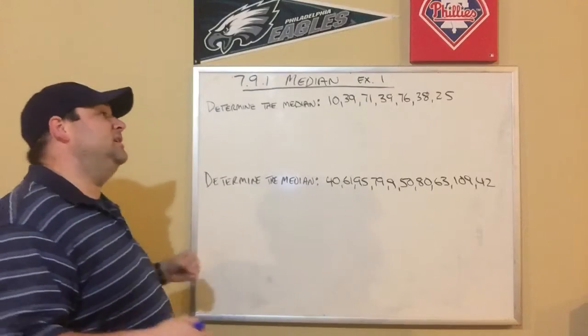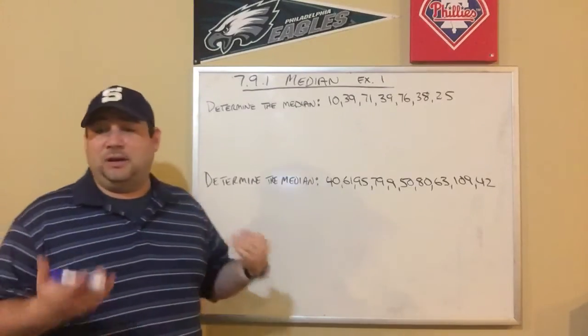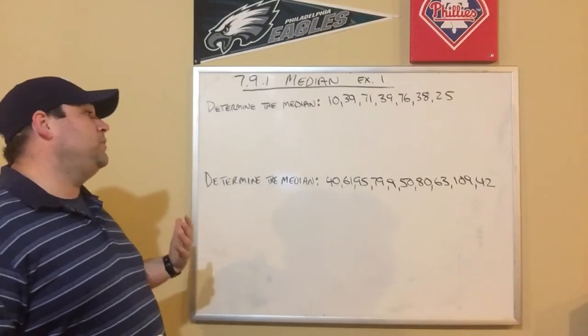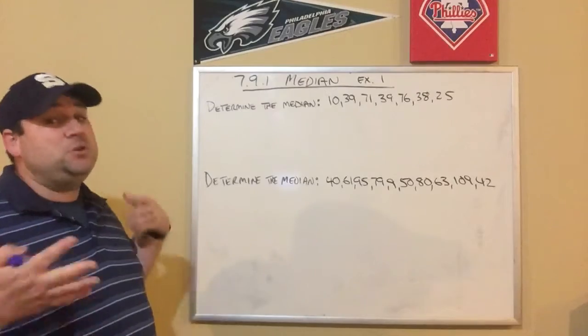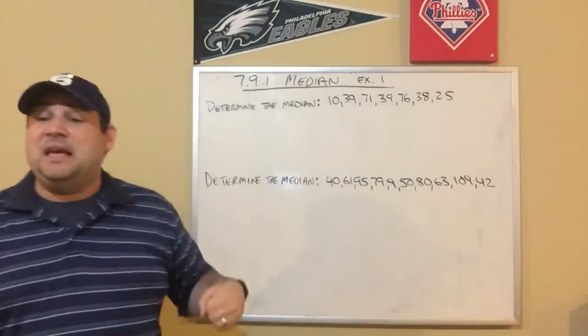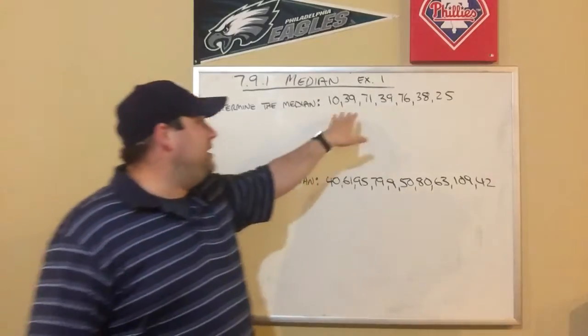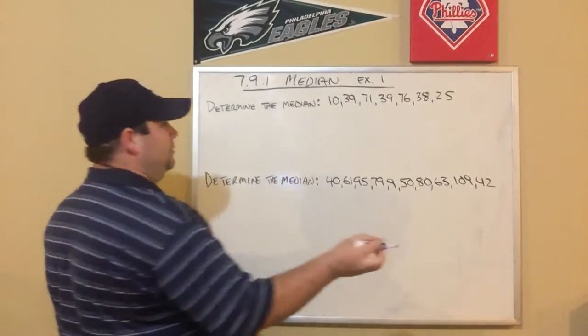And to find the median, all you have to do is line up the data from least to greatest and find the middle number, and that's the median. So it's really not all that challenging, but the one thing you have to do is line it up from least to greatest. A lot of times the data you're given is not in order. So we can't find the middle of these until we line them up from least to greatest. So that's the first thing we're going to do.